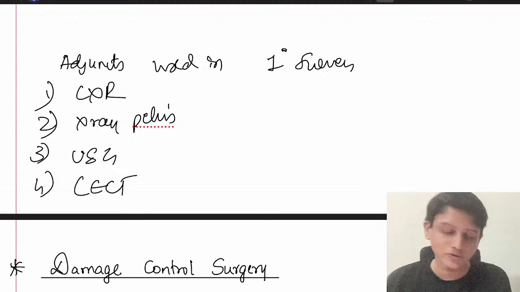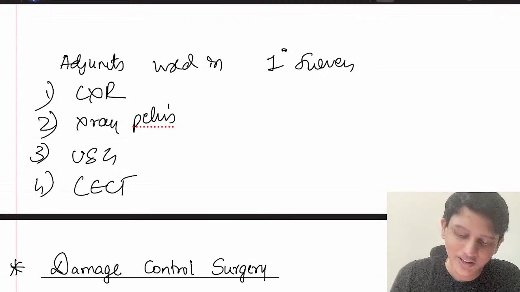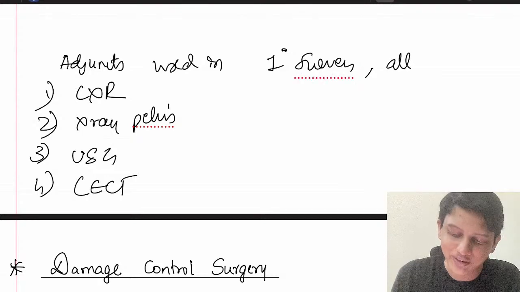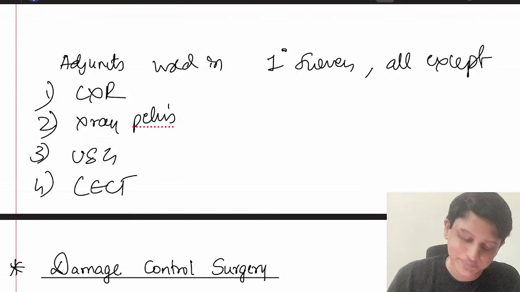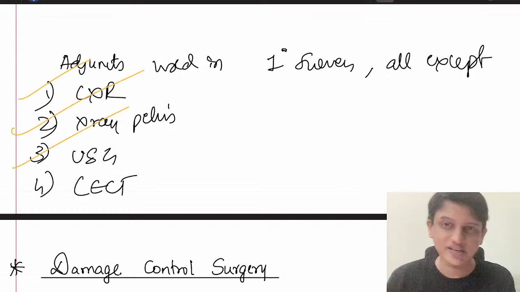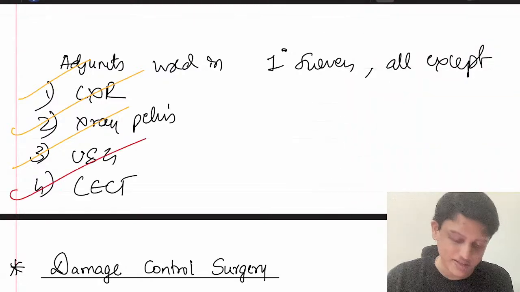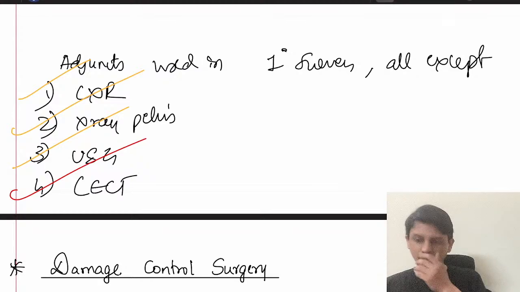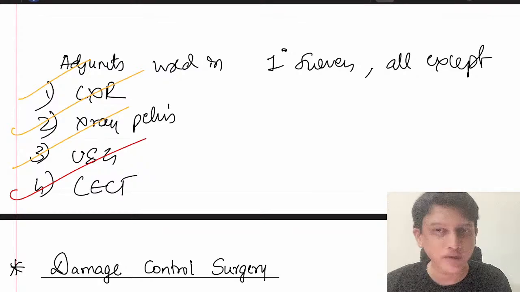So what are the replies for adjunct used in primary survey? The question should be all except. If the question was adjunct used in primary survey, the answer would have been most of CXR, chest X-ray, USG. This is right. If the option is all except, then the answer is CECT. Understood clearly? CECT takes a lot of time. It's not a part of primary survey.